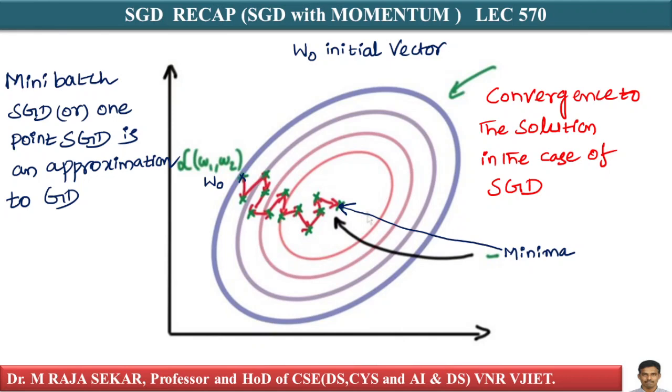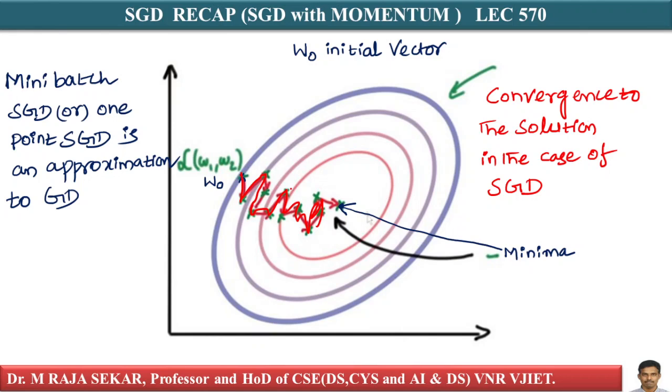In the case of SGD, just see, I am moving in some direction. It's not a straight direction. I am moving in some direction like this, and like this, isn't it? I am moving in some direction, but eventually it reaches the minima, isn't it?